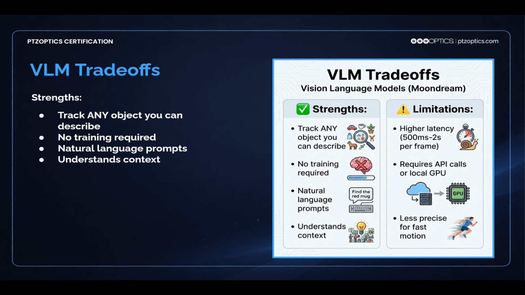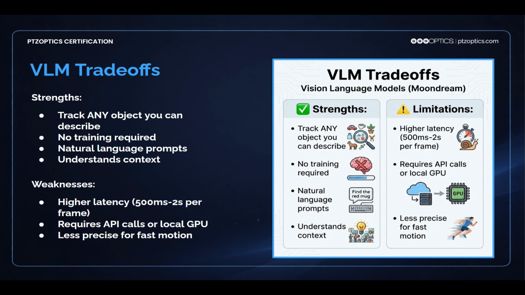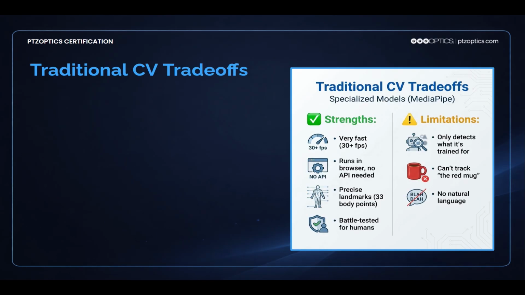But the limitations are that we have higher latency than we're going to see in a computer vision model. It's going to require either API keys or a local GPU, and it's really not quite as precise for fast motion because we're not getting as many references with a VLM. It takes longer, and you just physically can't do it with the technology we have today.